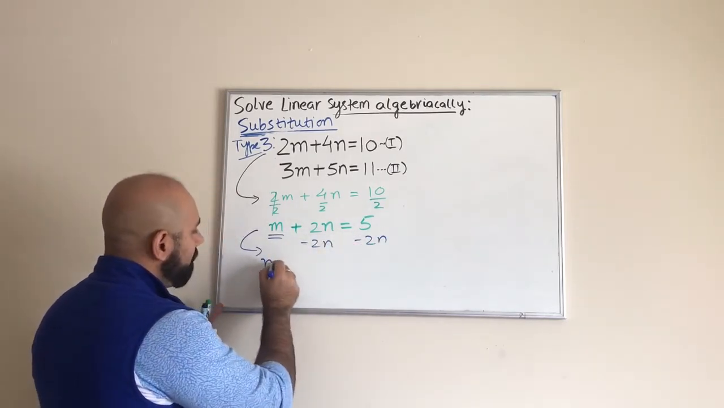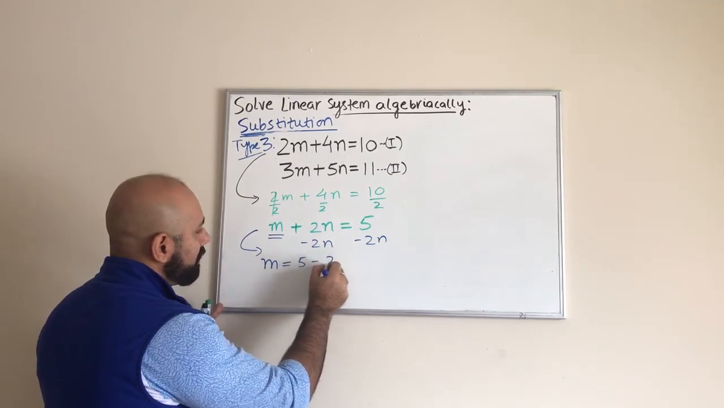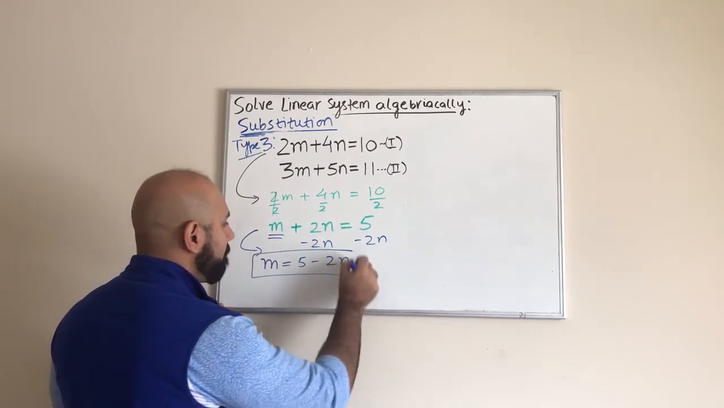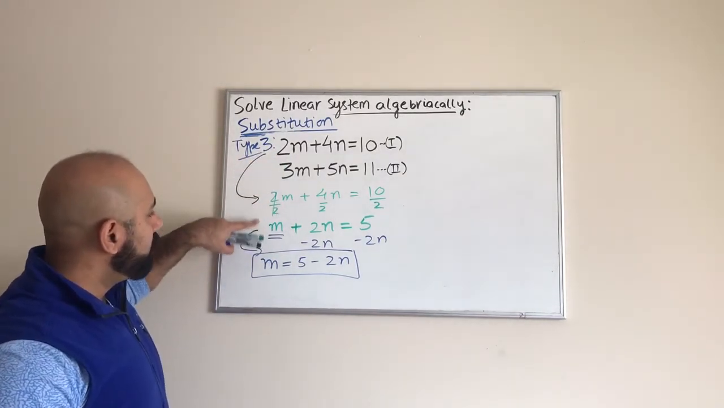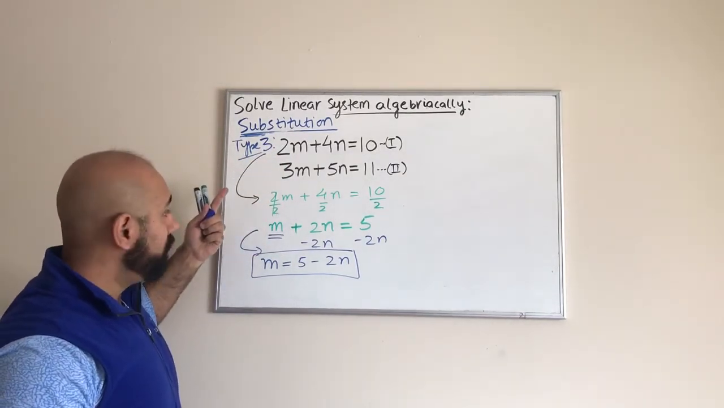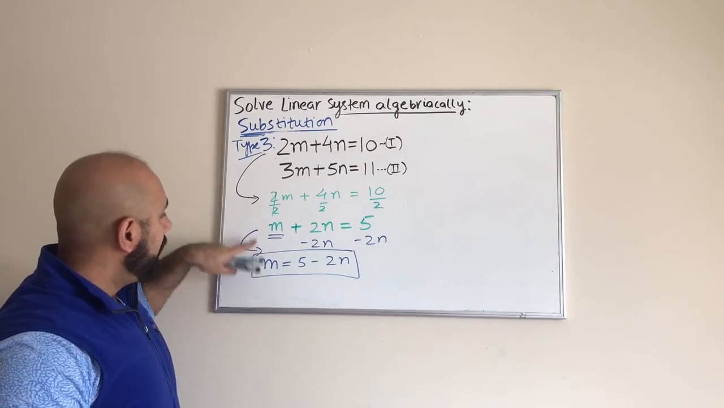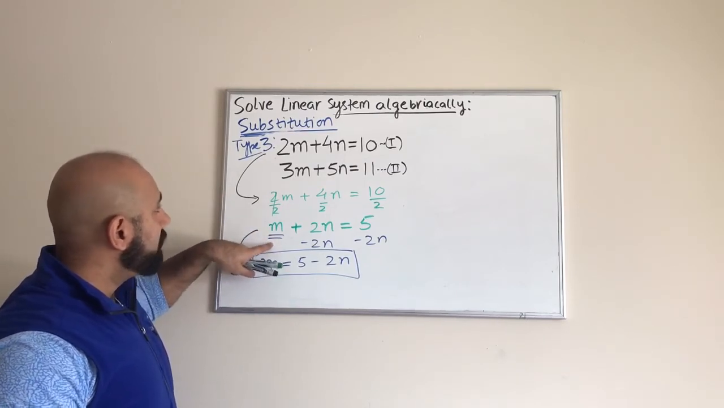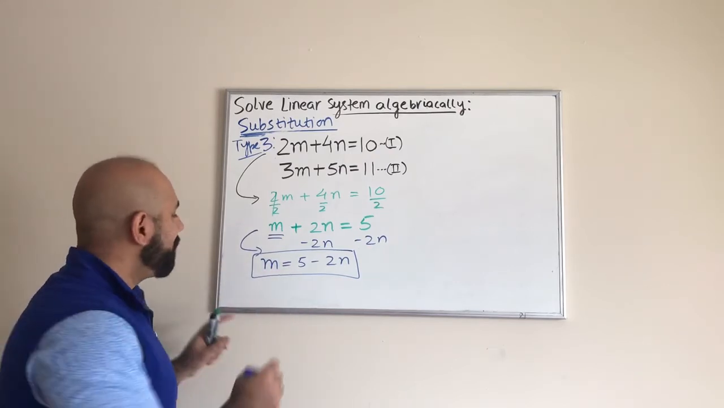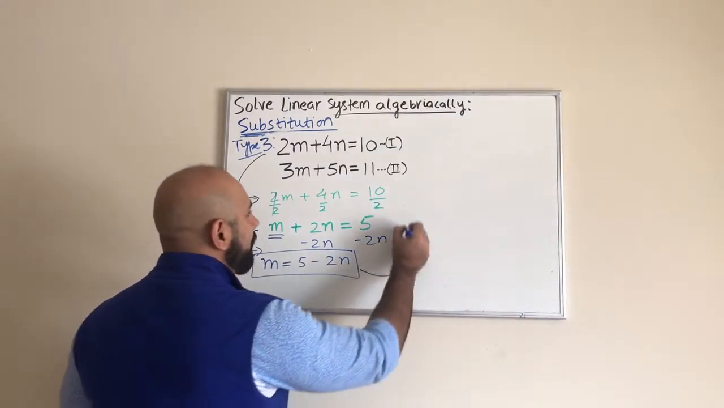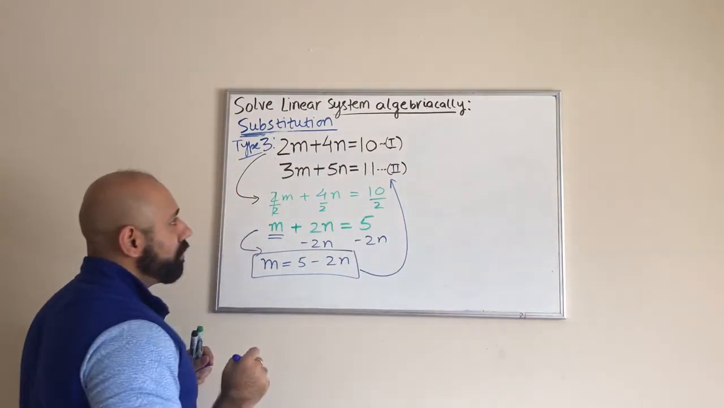So I get m equals 5 minus 2n. I have the first equation transformed into this one by dividing both sides by 2, right? And then from here I solve for m. I have m equals 5 minus 2n. From here you already know what to do. You use this equation and substitute that back in equation 2.